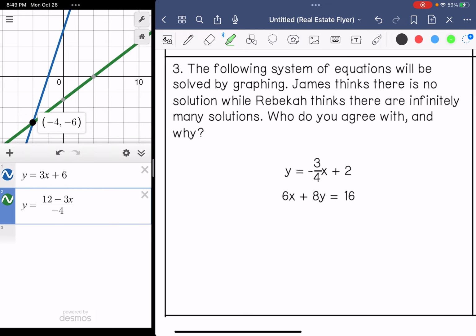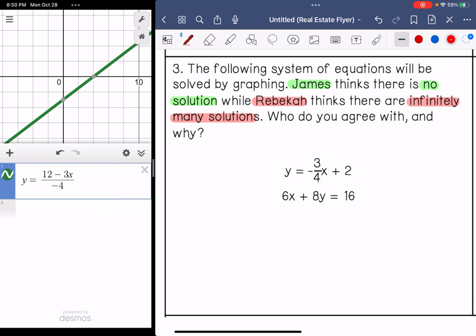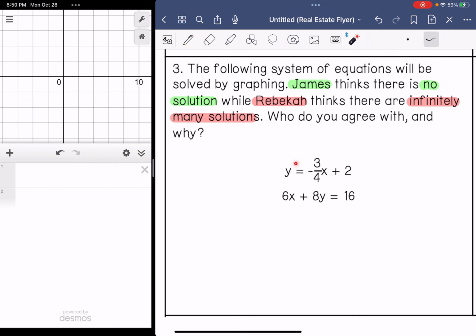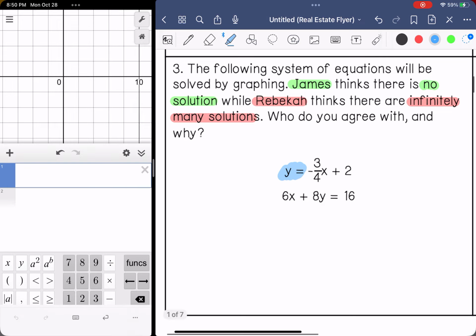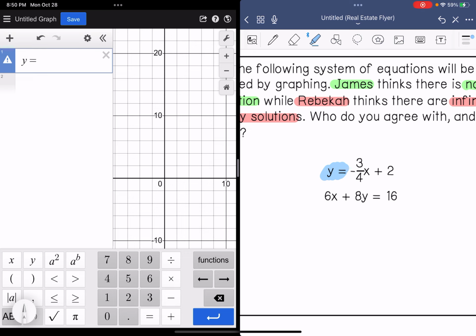This one down here says, the following system of equations will be solved by graphing. James thinks there is no solution, while Rebecca thinks there are infinitely many solutions. Then it says, who do you agree with and why? So first thing I notice is this first equation already says y equals, so I'm going to go ahead and just graph it in Desmos immediately. We have y equals negative 3/4 x plus 2.